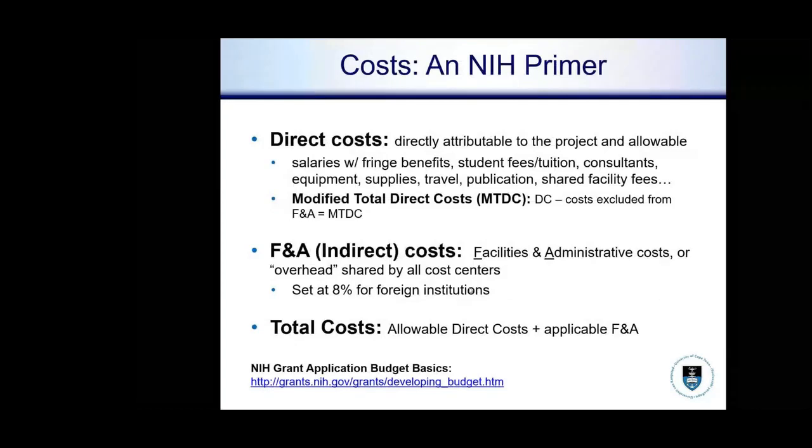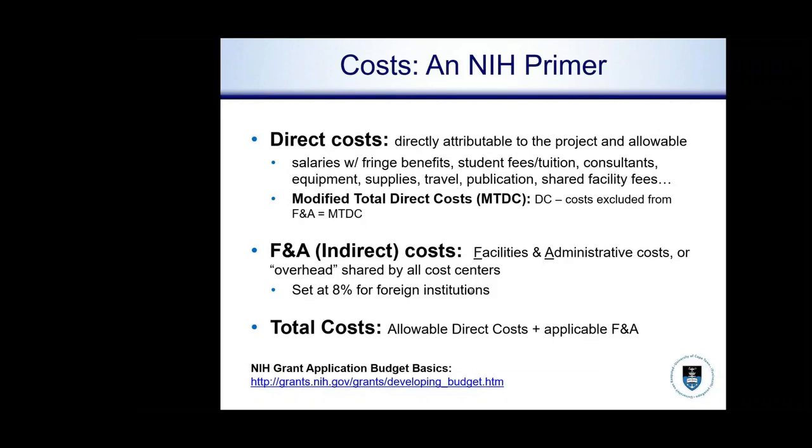In terms of costs, I've touched on direct costs already. These are directly allocated or attributable to the project. They include items such as salaries, along with fringe benefits if your institution has a fringe benefits policy. As a side note, UCT does not, so we do not request fringe benefits. We will include student fees, consultant fees, equipment costs, supplies, and travel. Also be aware of your modified total direct costs.